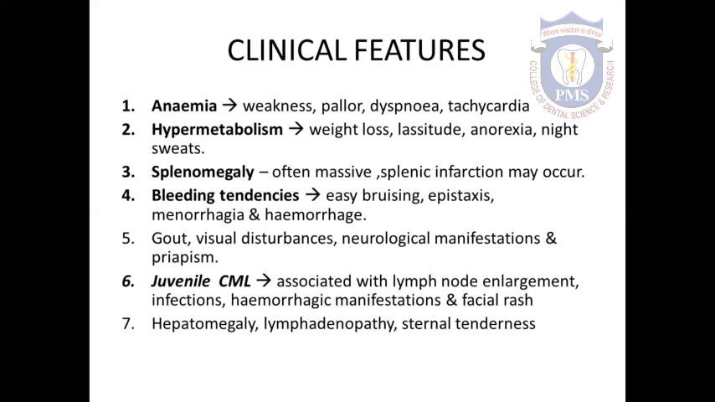Other clinical manifestations include gout, visual disturbances, neurological manifestations, and priapism. Also, the patient will be presenting with hepatomegaly, lymphadenopathy, and sternal tenderness, especially due to infiltration of these organs by leukemic cells as well as extramedullary hematopoiesis. In juvenile CML, the children will be presenting with lymph node enlargement, infections, hemorrhagic manifestations, and facial rash.